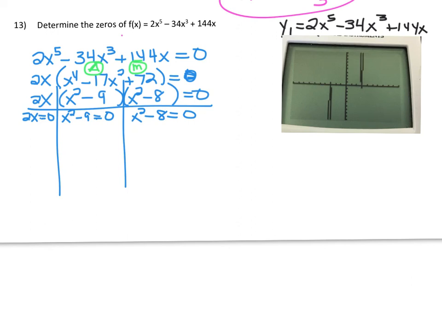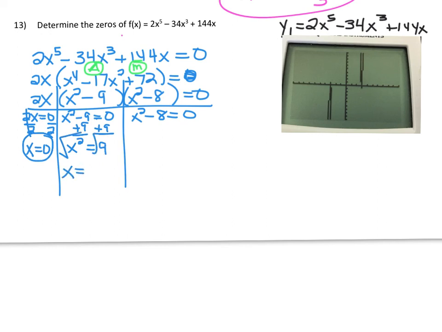Okay, so starting over here on the left, 2x equals 0. To get the x by itself, we're just going to divide both sides of the equation by 2. So these 2's cancel, and I get x equals, and 0 divided by 2 is 0, so there's one of our solutions. Okay, in the middle, we can add 9 to both sides of the equation. So that leaves us with x squared equals 9. And to get rid of a square, we take the square root. So the square and the square root cancel each other out.